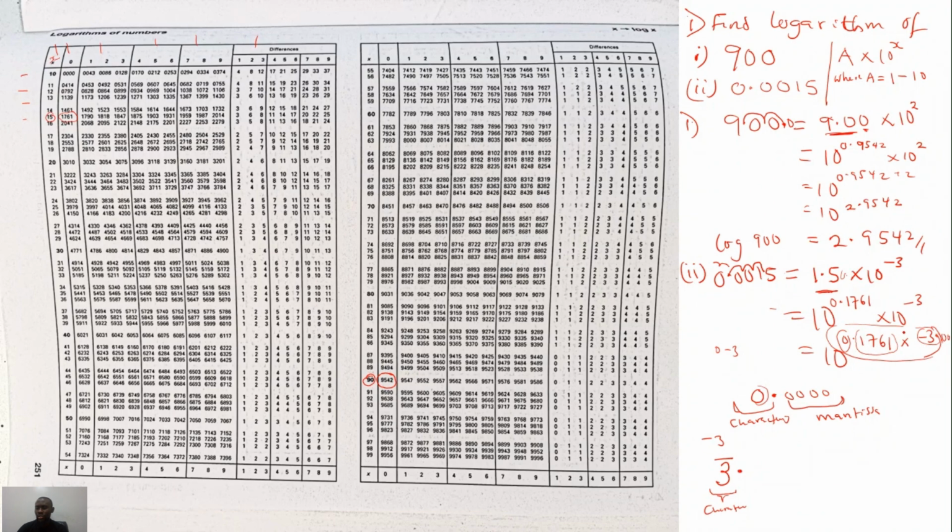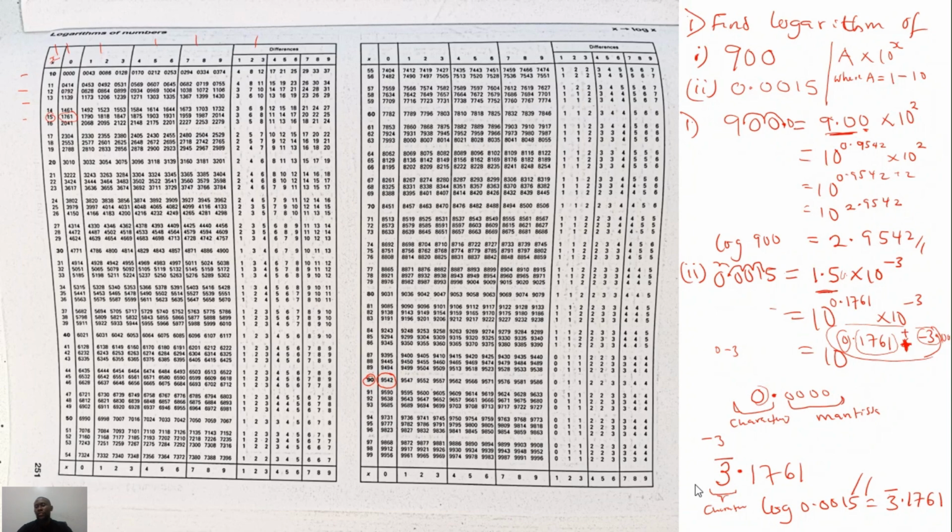So therefore, if you are to add it together, because, sorry, this should be addition, not multiplication, from the rule of indices. If you are to add it together now, it will be 1761 plus 000, so that will be 1761. So log 0.0015 is therefore equal to bar 3.1761. So this is how you'll be checking the logarithm of numbers.